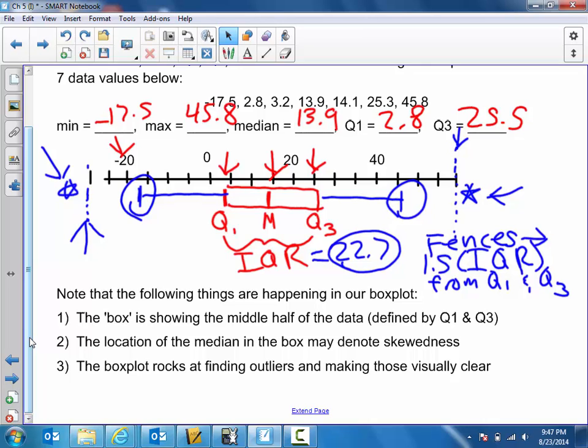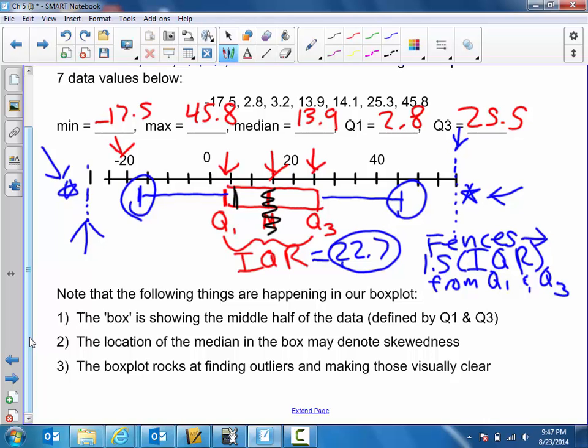Alright, so a lot was said there. Hopefully that made some sense. Note that the following things are happening in our box plot. The box is showing the middle half of the data. We said that. Location of the median in the box may denote skewedness. Okay, we did not say that. So here in this box plot that we have above, the median looks to be about halfway between quartile 1 and quartile 3.